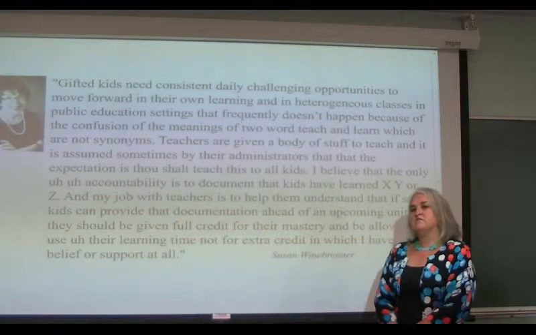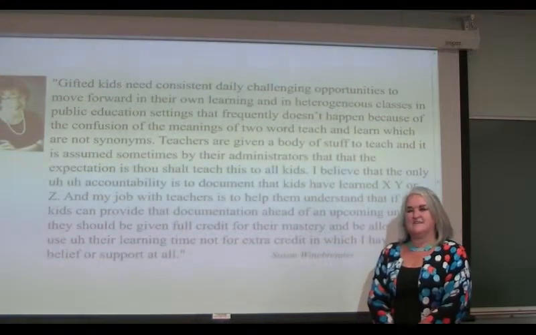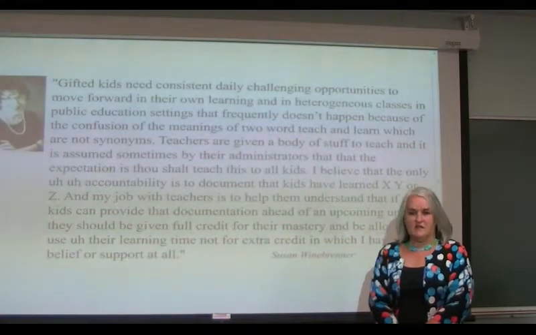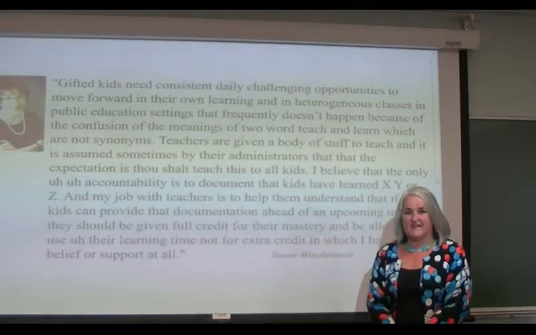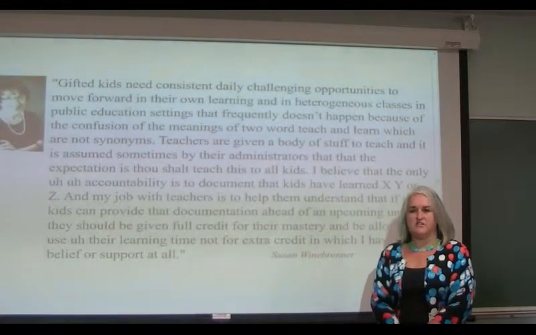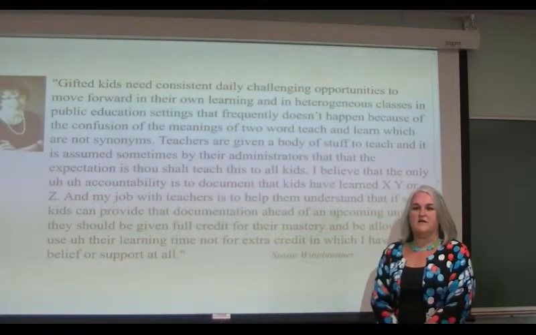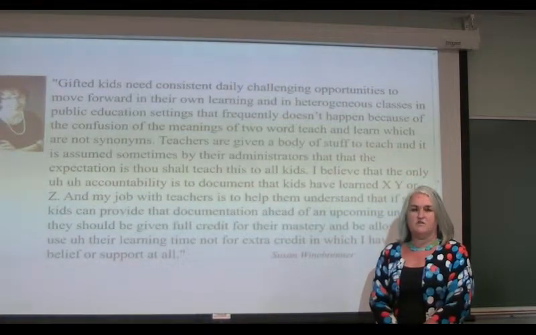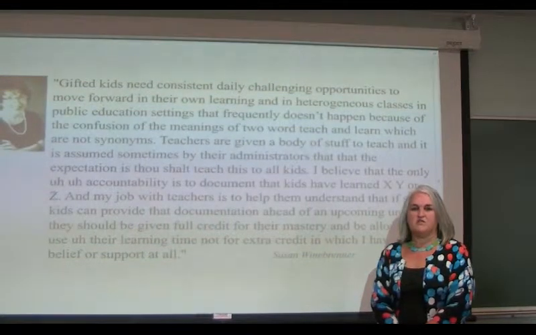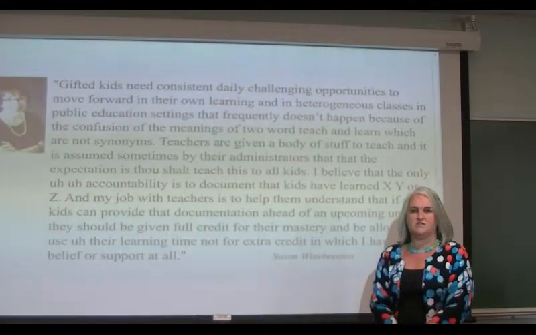But what she's basically saying is that if a student can provide evidence and data up front that they know the material, they should be given credit for that, and they should be able to move into a more complex learning situation, which I fully support. But because data is so important, we need to make sure to pre-assess and document what students already know.